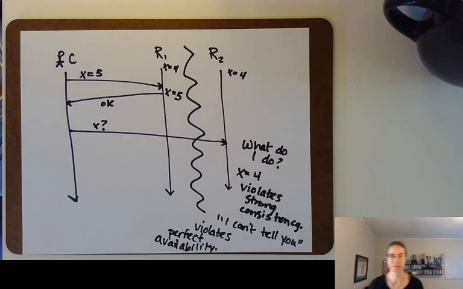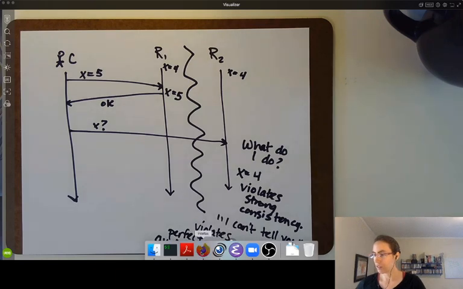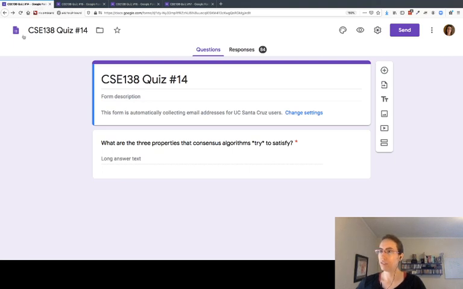Let's pause and do a quiz question. And actually, I want to talk about the last few quiz responses. So I think the last one we talked about was quiz number 13. So let's talk about 14. Okay, so this question was, what are the three properties that consensus algorithms try to satisfy? We've talked about this a bunch, but termination, they try to terminate. Validity, they try to have it be so that the value they choose is one of the proposed values. And agreement, they try to make it so that everybody actually agrees on one of the proposed values. Validity, termination, and agreement. And as we've seen, a consensus algorithm can't actually satisfy all three. So that's what we were looking for there.